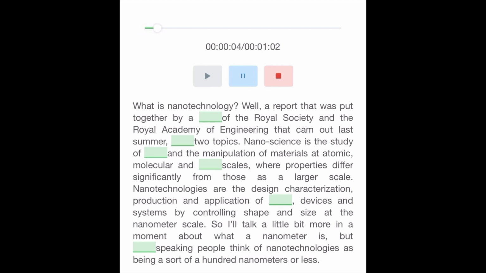Nanotechnology. What is nanotechnology? Well, a report that was put together by a combination of the Royal Society and the Royal Academy of Engineering that came out last summer identified two topics. Nanoscience is the study of phenomena and the manipulation of materials at atomic, molecular, and macromolecular scales, where properties differ significantly from those at a larger scale. Nanotechnologies are the design, characterization, production, and application of structures, devices, and systems by controlling shape and size at the nanometer scale. So I'll talk a little bit more in a moment about what a nanometer is. But loosely speaking, people think of nanotechnologies as being about 100 nanometers or less.